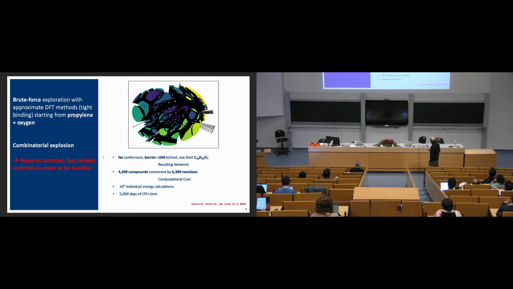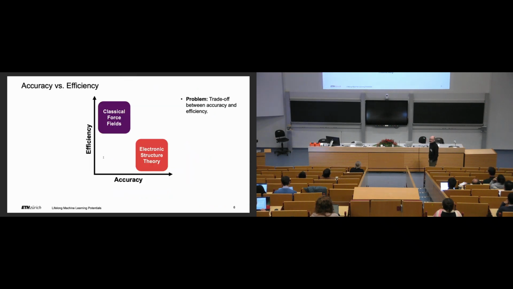And so we need to come up with something else rather than tight binding DFT. We need something that is as fast as force fields, but it needs to be as good as electronic structure theory. And given the title, of course, we think about machine learning potentials.